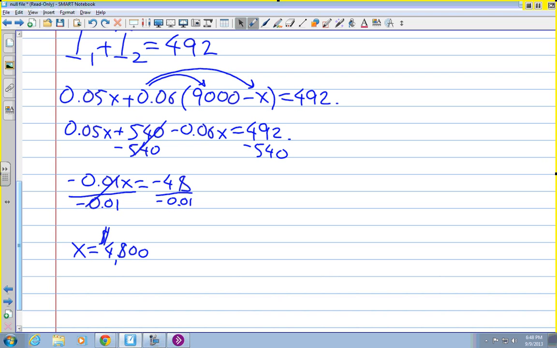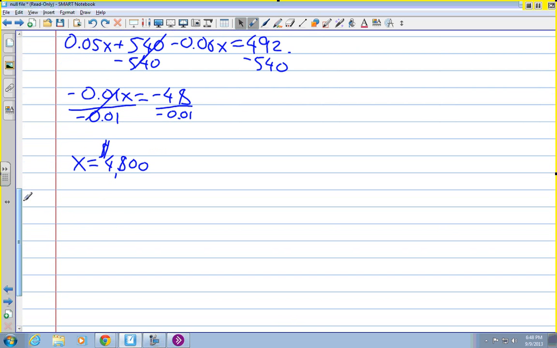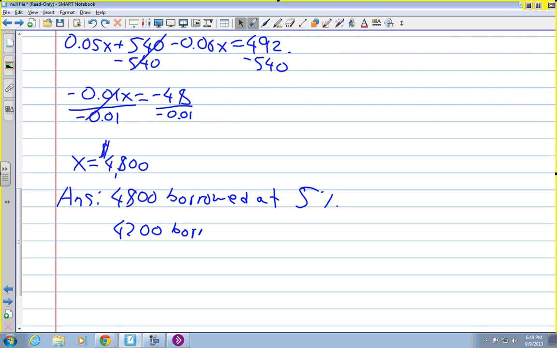So how much was borrowed at 6%? 4,200. Right? Because you still have to make 9,000. So then the answer: $4,800 borrowed at 5% and $4,200 borrowed at 6%.